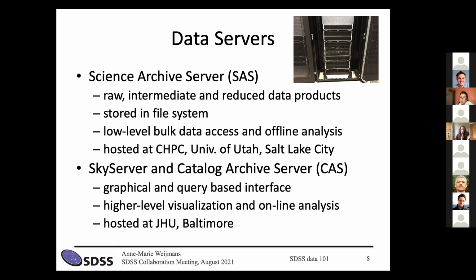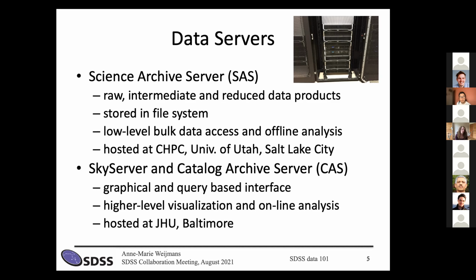So starting with the SAS is at the Center for High Performance Computing at the University of Utah. Sorry if you're in Utah, I did know that. And what that server stores is all the raw data products, the intermediate data products, and the reduced data products. So if you are looking for a spectrum, you will find it on the SAS. It is stored in a file system that I'll demonstrate in a moment, and you can download the spectra from there. You can download spectra one by one.